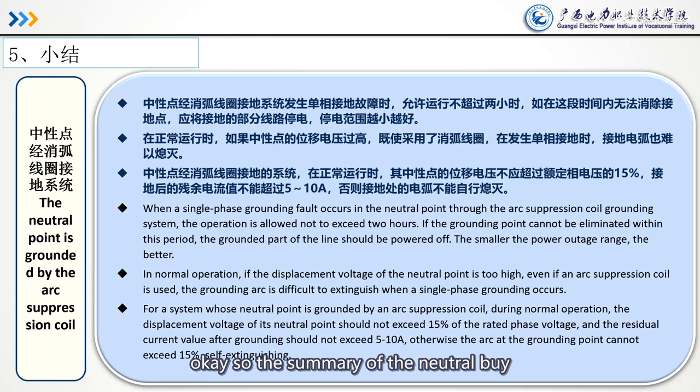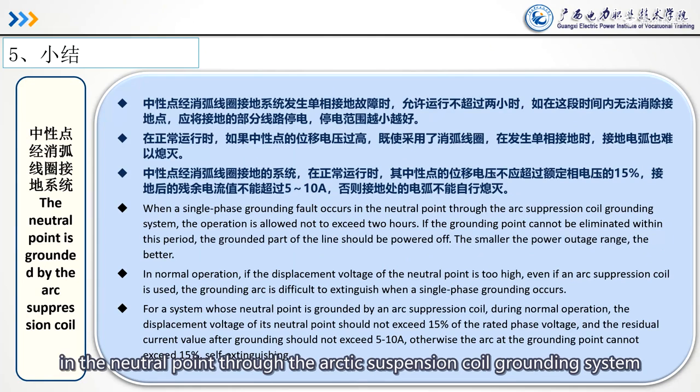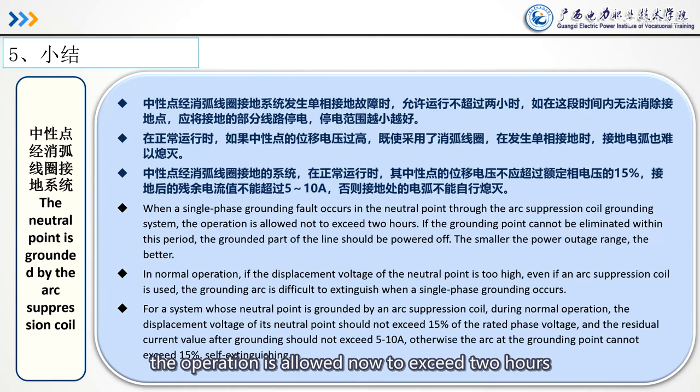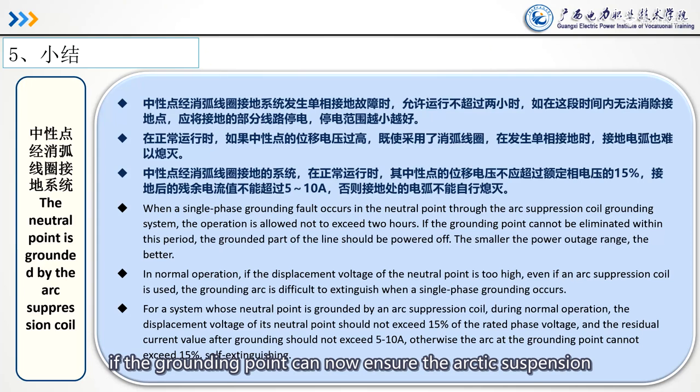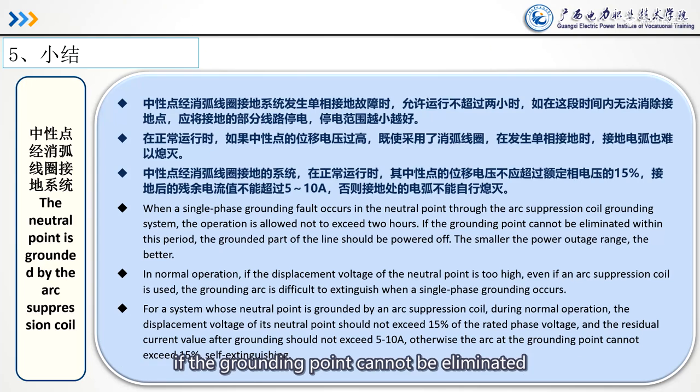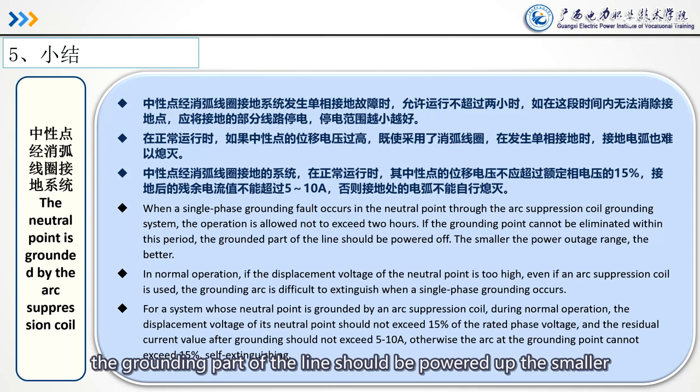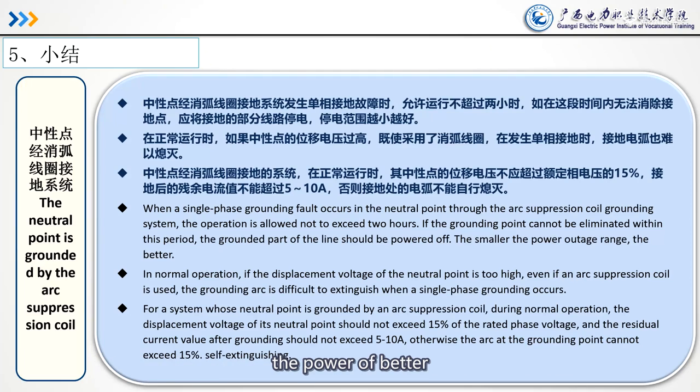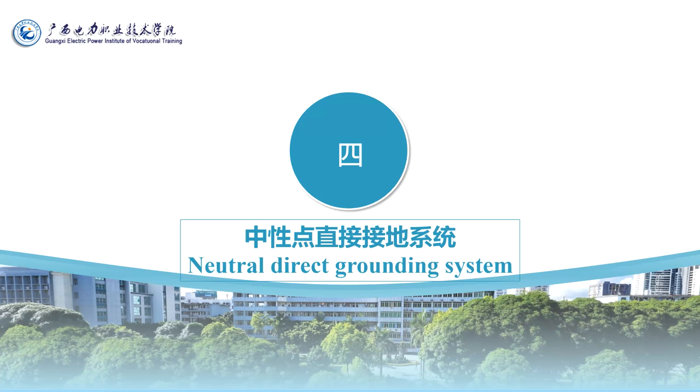Okay, so the summary of the neutral point grounded by the arc suspension coil. You can see when a single-phase grounding fault occurs in the neutral point through the arc suspension coil grounding system, the operation is allowed not to exceed 2 hours. If the grounding point cannot be eliminated within this period, the grounding part of the line should be powered off. The smaller the power outage range, the better it is.